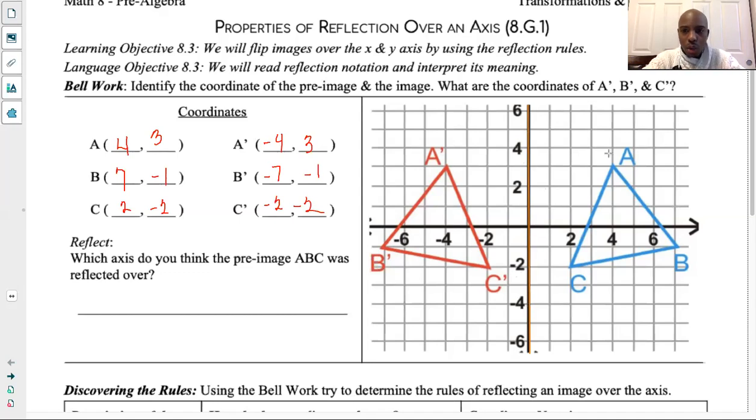So in other words, a keyword for reflection is flip. We're flipping an image over a line of reflection. So in this case, you can see that triangle ABC was flipped over this orange line, or rather the y-axis, to create A prime, B prime, and C prime. So if you were to write your reflection answer, you're going to write that it was flipped over the y-axis. So that's what we would write here. We would write y-axis down here, okay?